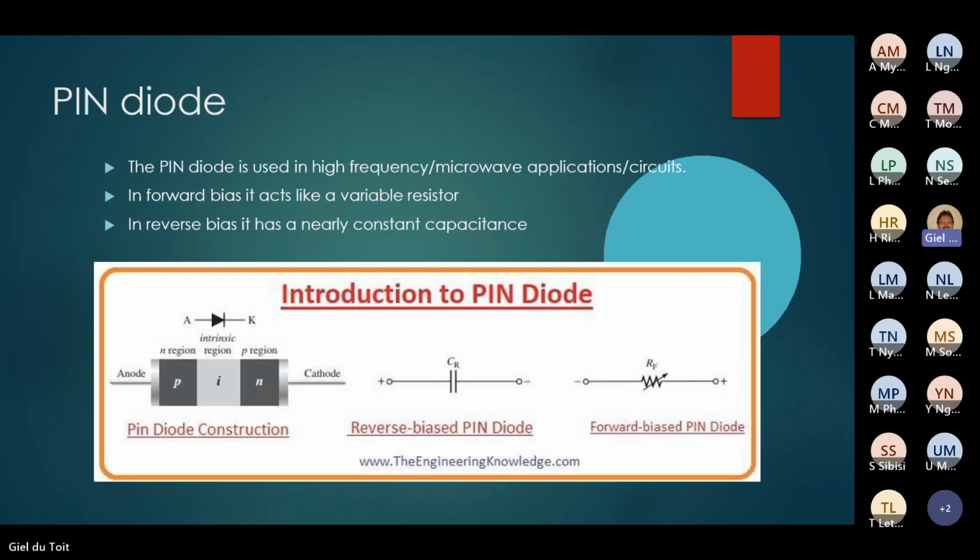A PIN diode is another type of diode. This is a reverse biased PIN diode and a forward biased one. In forward bias, there's a changing resistance on it. But in reverse bias, the capacitance will change.